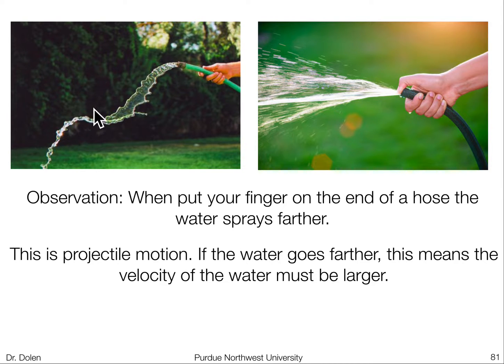If I have a hose, there's some amount of water coming out of my hose at a certain speed, and then I put my finger on the end of the hose, and I'm sure everybody has done this before. When you put your finger on the end of the hose, the water sprays farther, right? And it's flying in projectile motion. If it's going farther, that means it's moving faster at this point, right? So somehow by putting our finger on the end of the hose, we've increased the velocity of that fluid.